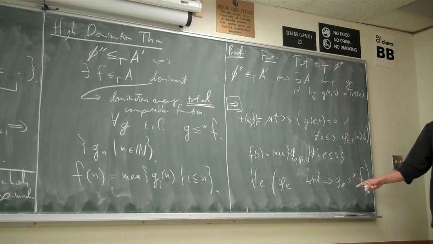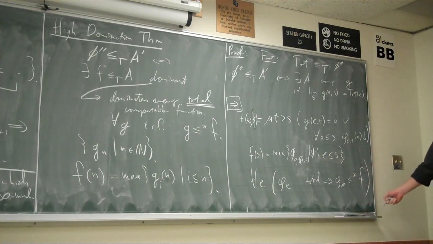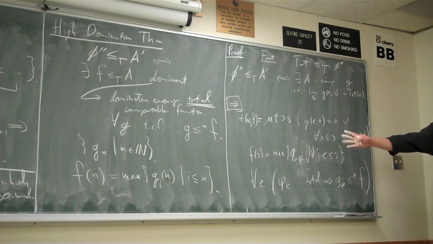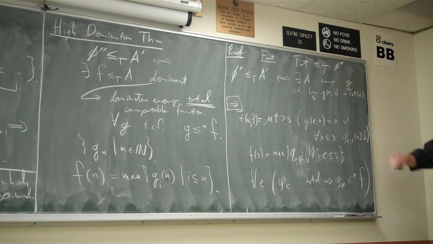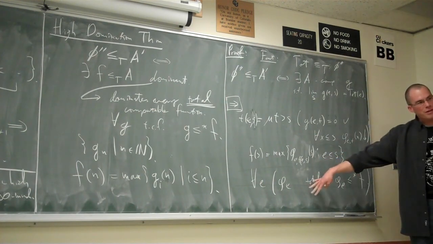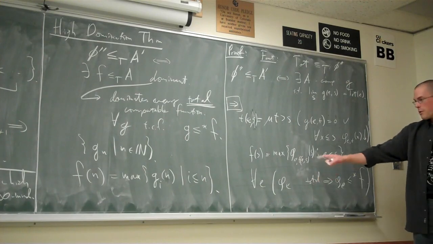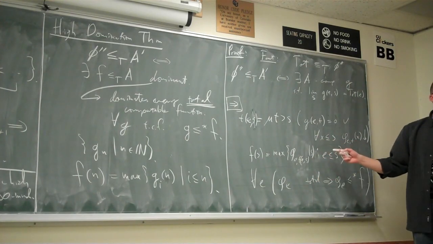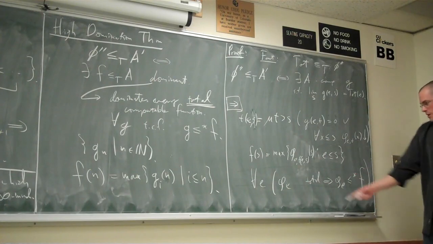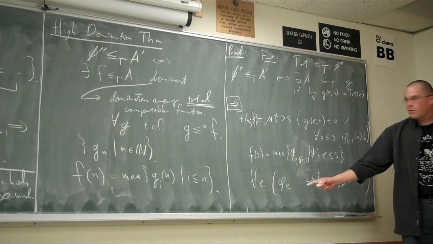Right, so now we need to see this. If it's total, it should dominate. If it's not total, we could not care less. Right? So assume we have an e such that phi of e is total. Now we want to see that f dominates. Okay, so what does it mean for phi of e to be total?